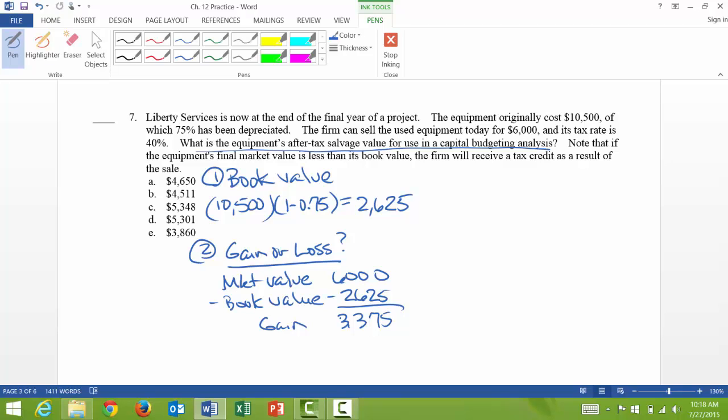And then the next thing that we need to find is the tax on the gain. And so we would take the 3,375 times the tax rate of 40%, and that would leave us a tax that the company has to pay of $1,350.